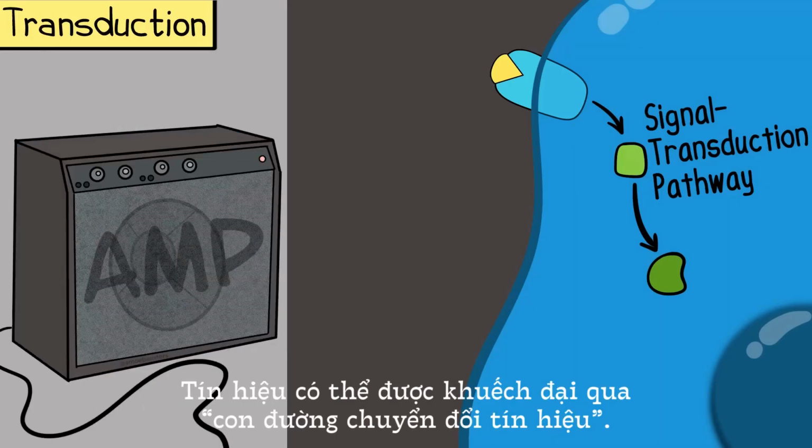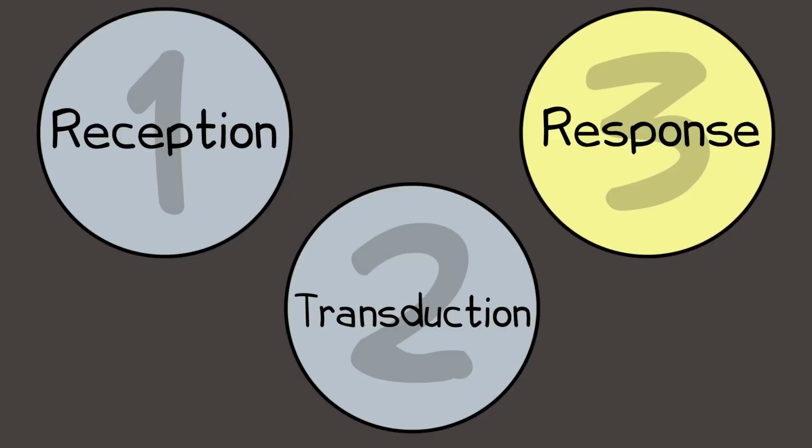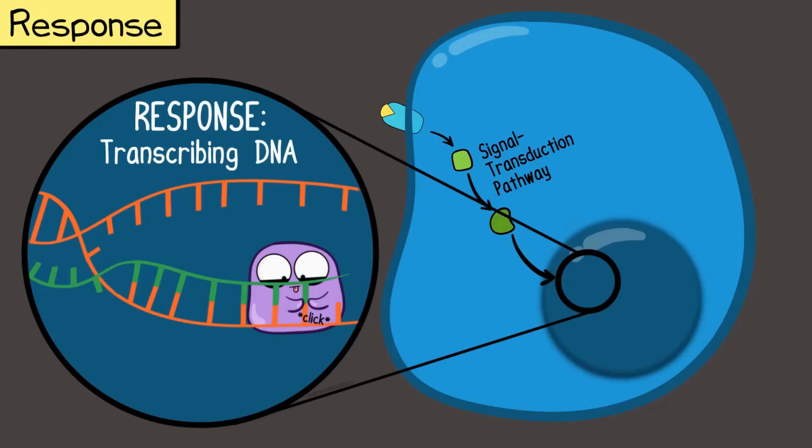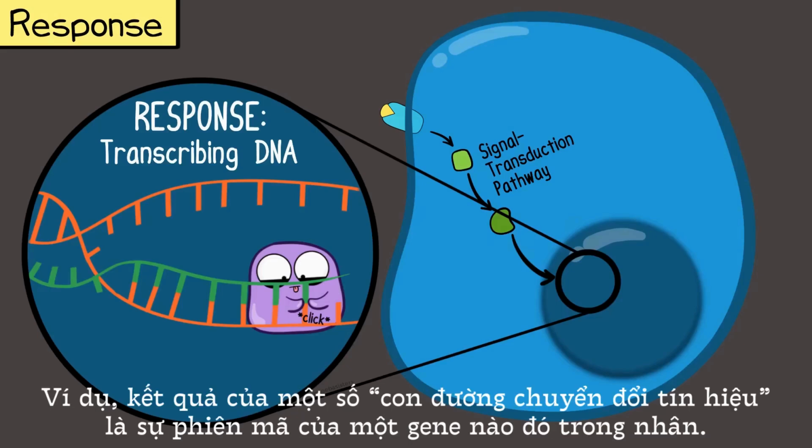This can amplify the original signal. Third, response. There's some kind of response that is going to happen. A portion of DNA that is found in the nucleus getting transcribed, for example, that's a type of response.